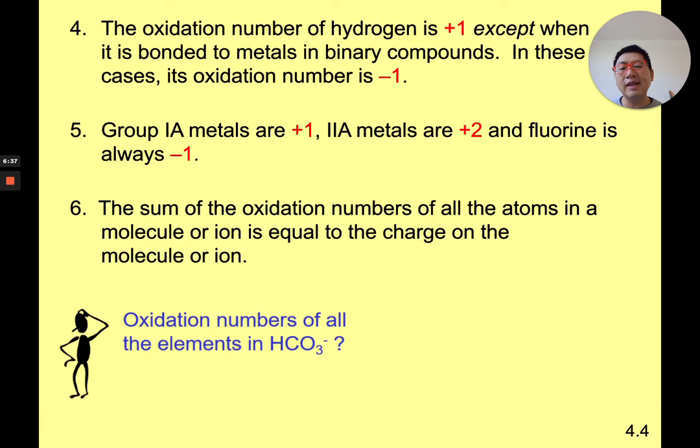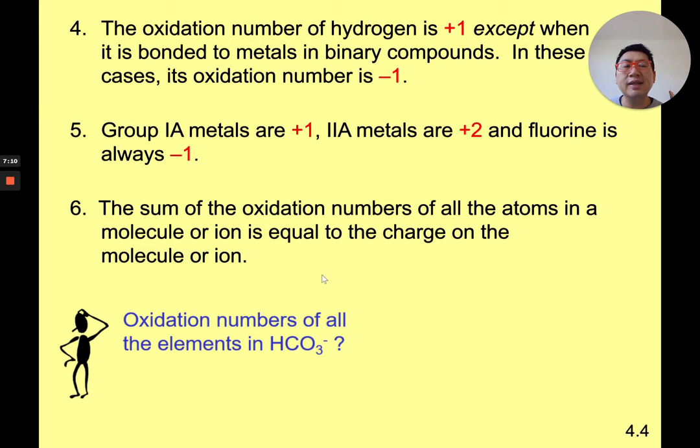So here's an example. Let's find the oxidation number of all the elements in this. It's called the bicarbonate ion, HCO3, and that's a minus sign, -1, meaning the charges of hydrogen and carbon and the 3 oxygens will add up to -1. So if I add up all the charges, hydrogen, carbon, and 3 oxygens, in this case it will add up to -1. The sum of the oxidation numbers of all the atoms in a molecular ion is equal to the charge of the molecular ion, which is rule number 6.